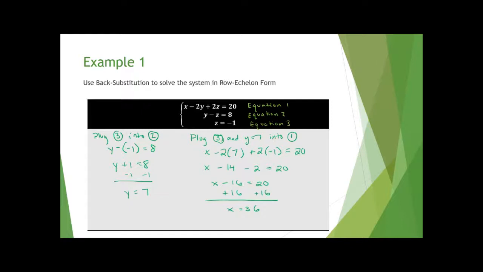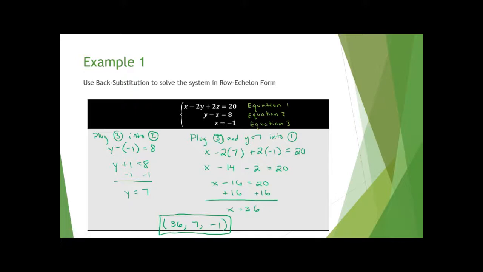And so now you have x, y, and z, and you can write your solution. With three variables, we write these as an ordered triple, x, comma, y, comma, z, so they're in alphabetical order. So this is 36, comma, 7, comma, negative 1. It's a series of numbers, but it's like an ordered pair where we have three numbers written.